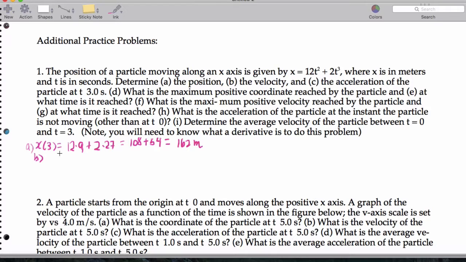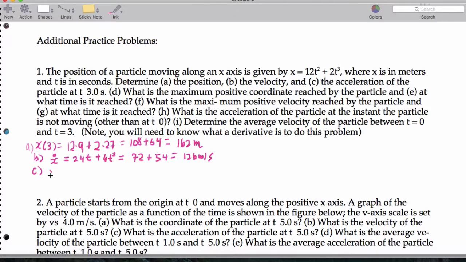For B, the velocity, that's going to be the derivative. Now in physics, the way you write a derivative with respect to time is you put a little dot over the letter. So that's going to be 24t plus 6t squared. So 24 times 3, that's 72, plus 6 times 9, which is 54, which ends up being 126 meters per second.